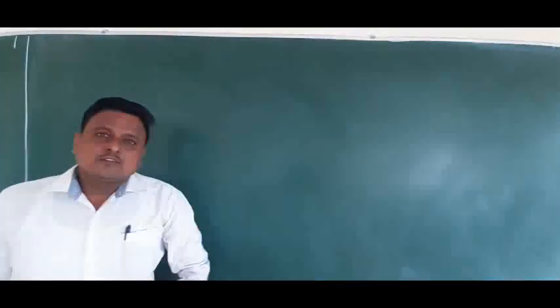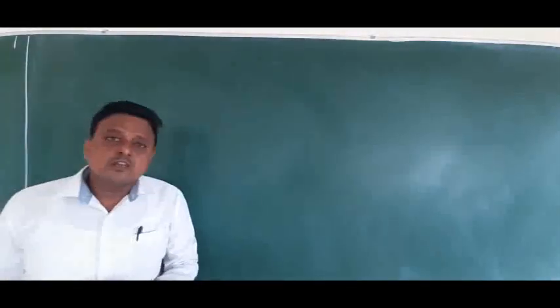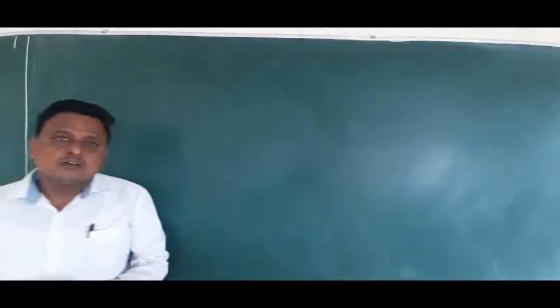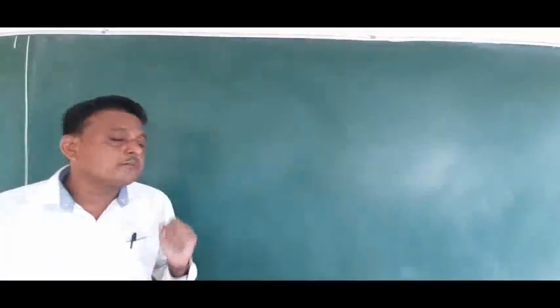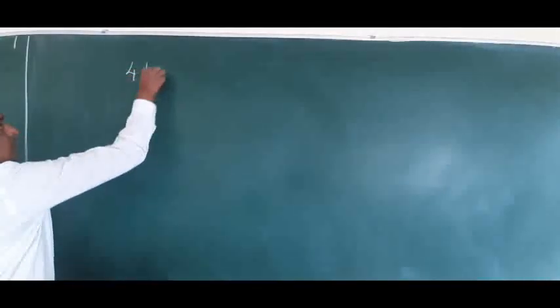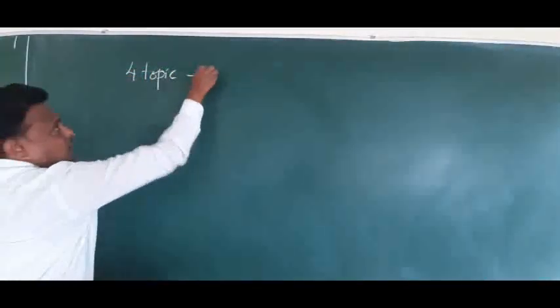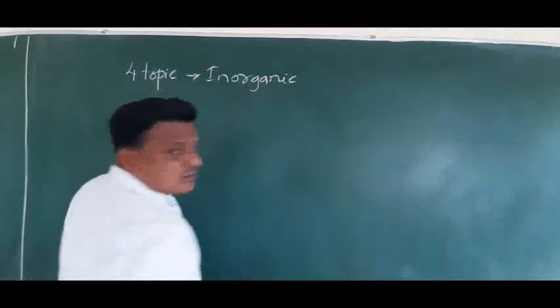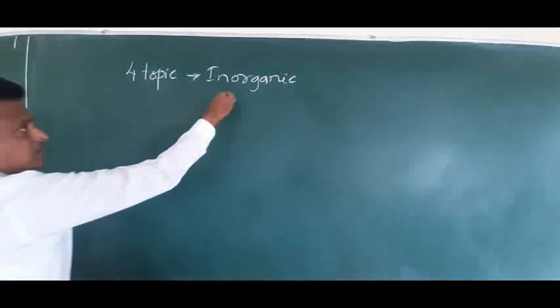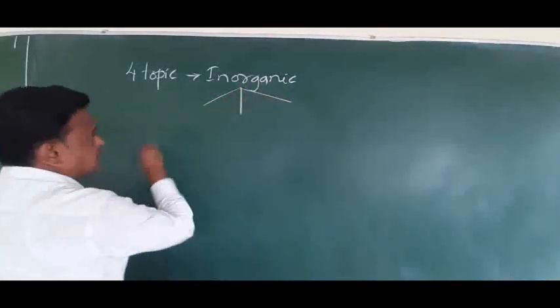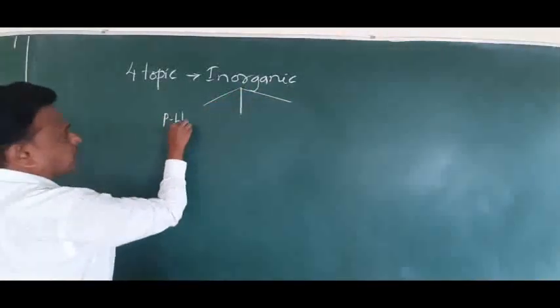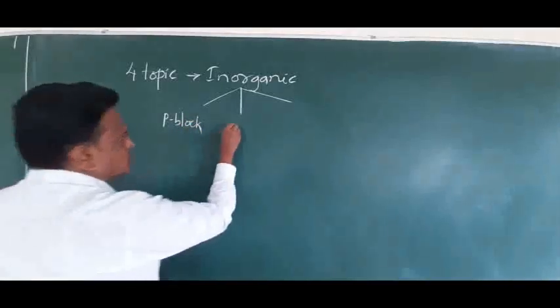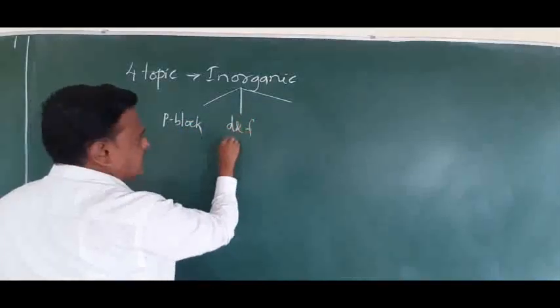Hello everyone. Today we continue the next units of chemistry in PUC second year. We have totally, friends, the 4 topics that come under inorganic chemistry. In inorganic chemistry, the first one is P block, the next one is D and F block.